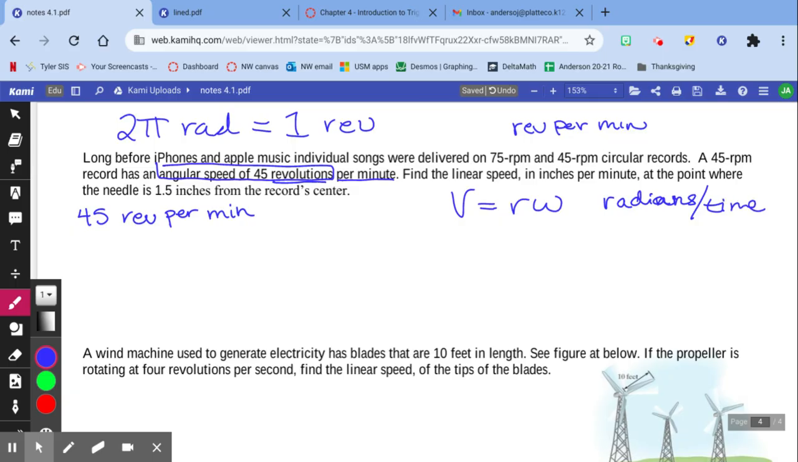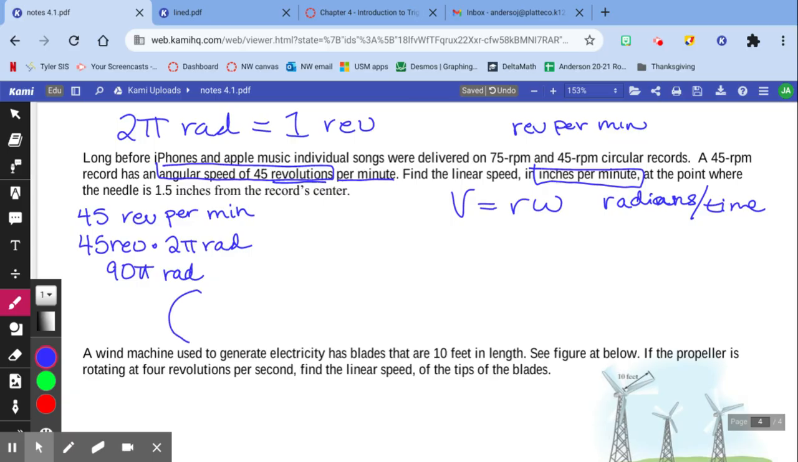So what I need to do is some converting here with this problem. I need to take 45 revolutions per minute and convert that into radians. So I need to say 45 revolutions times 2 pi radians, and that is going to give me 90 pi radians per minute. Okay, let's keep going. Find the linear speed in inches per minute of a needle.